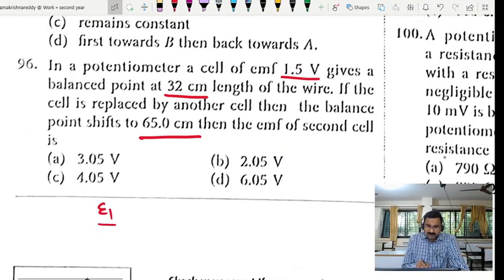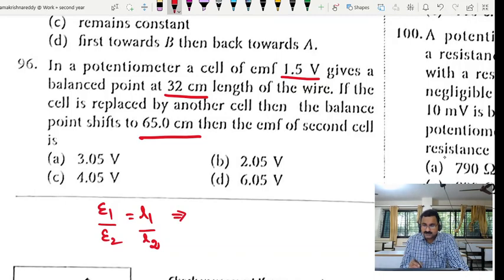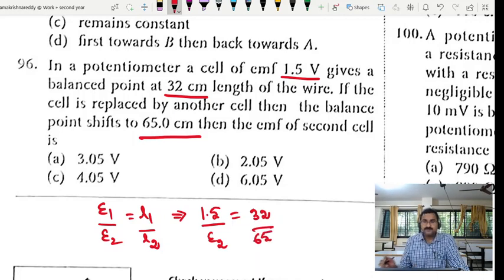So, comparison of EMF of the cells formula: E1 by E2 is equal to L1 by L2. That implies, what is the first one they have given? 1.5 divided by E2, which is required. I have to calculate that. What is the first one? Balancing length 32. Second one, balancing length 65. Very simple one. You have to see clearly what they are asking.